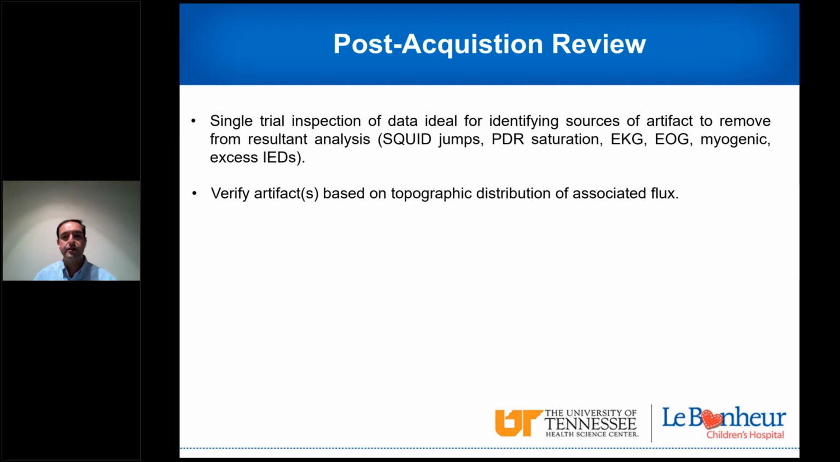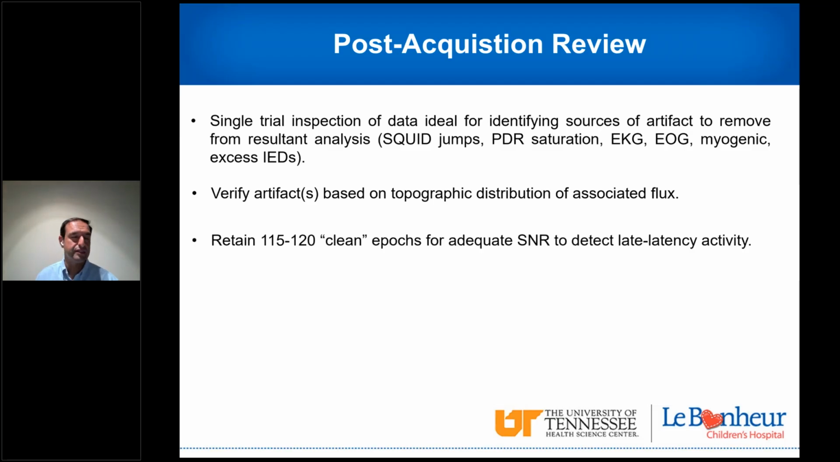You also want to verify the topography of the artifacts based on their flux distribution. You might have muscle artifact from the clenching of the jaws, or the ballistics of the cardiac signal that might cause gradients in the temporal lobe signals. And of course, if areas of activation you're interested in, which you're assuming are associated with linguistic networks, also fall across those regions, there might be an overlap. So that's something to identify on an individual, trial by trial basis.